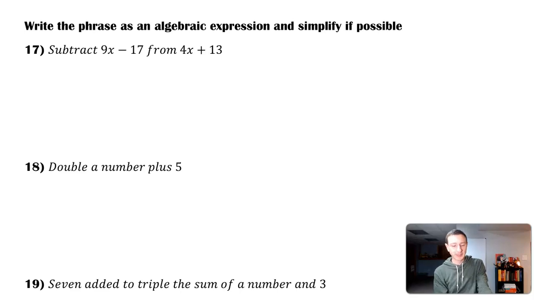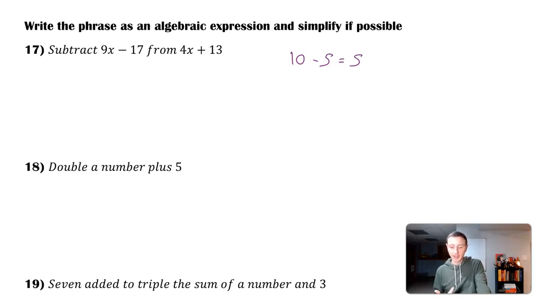So we want to subtract 9x minus 17 from 4x plus 13. So what does that mean? If we want to take something away from some total, just like if I said, I have $10, or you have $10, and I want to take away $5, what would you do? You'd say, well, I have $10, and you want to take away $5. 10 minus 5 is 5. You'd subtract off that 5.